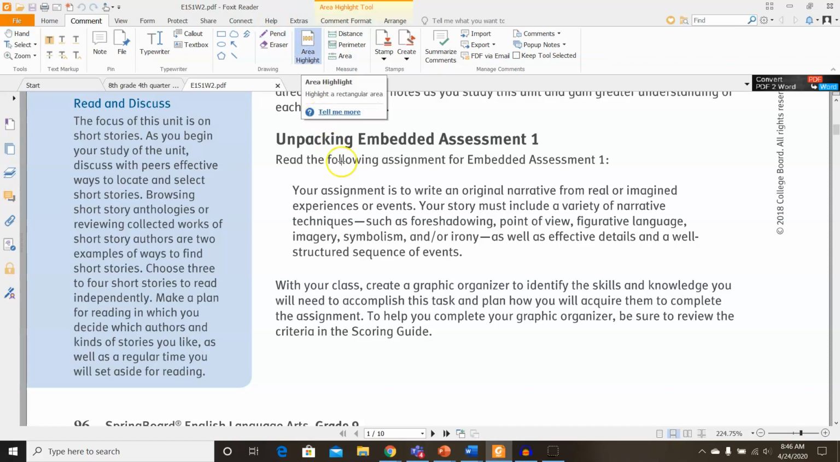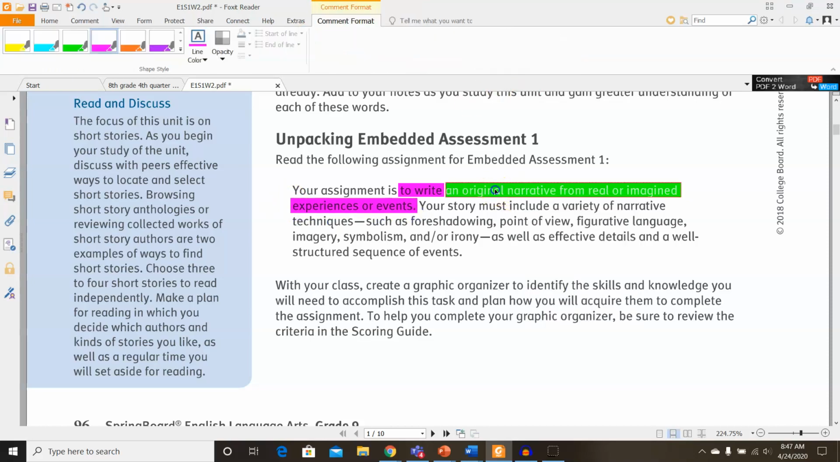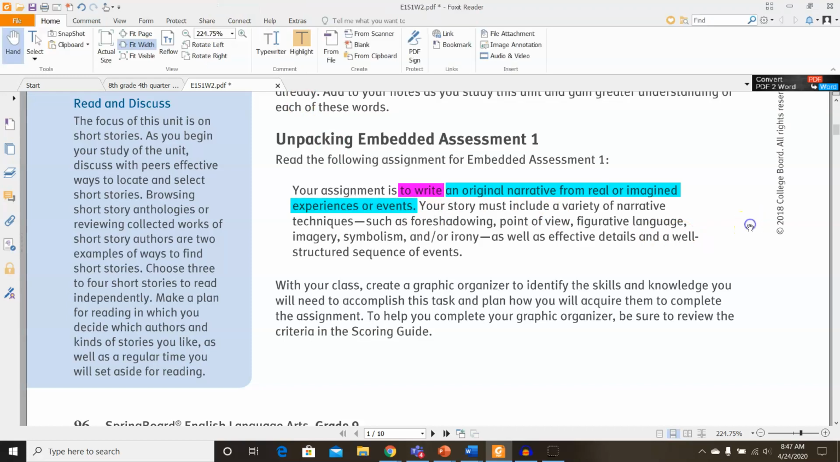So to begin, I'm going to highlight to write, because that's the first thing it tells us to do. And the what that I'm going to highlight is going to be an original narrative from real or imagined experiences or events. So what that basically means is write a story. It could be real, it could be fake, it doesn't matter, it's up to you. I'm going to change the color of this so that I could distinguish between my verbs, and then my things that I'm going to have to do with those verbs.